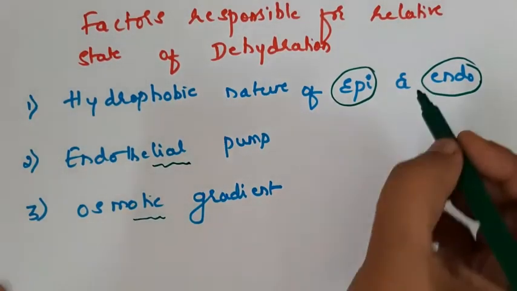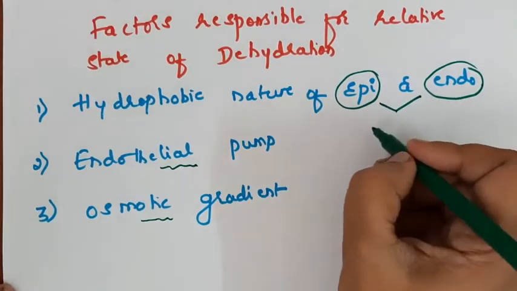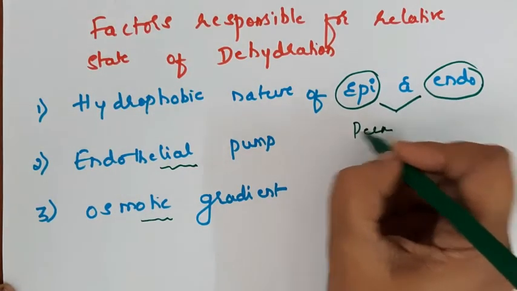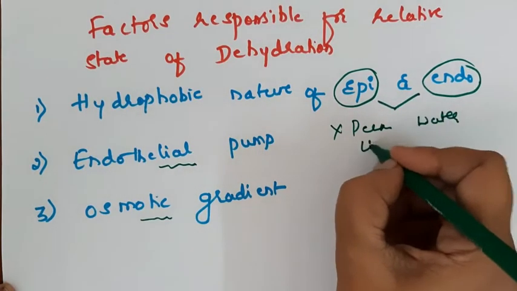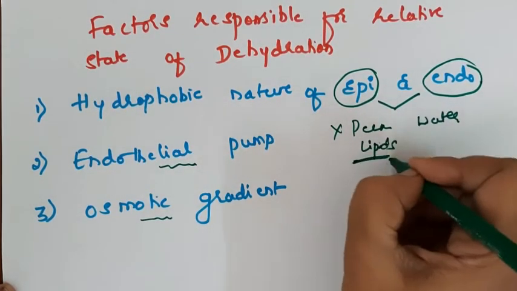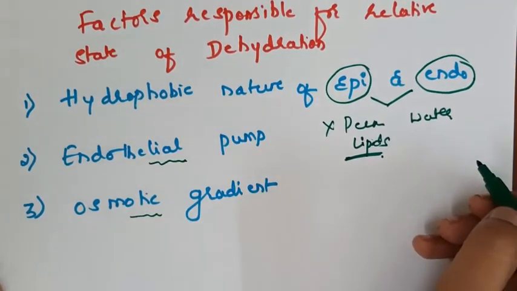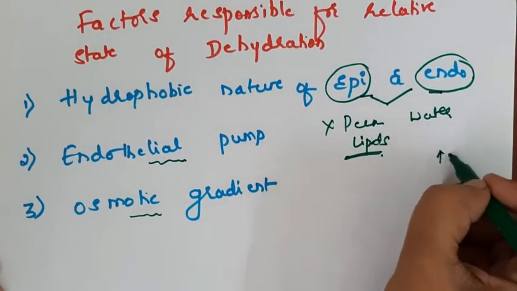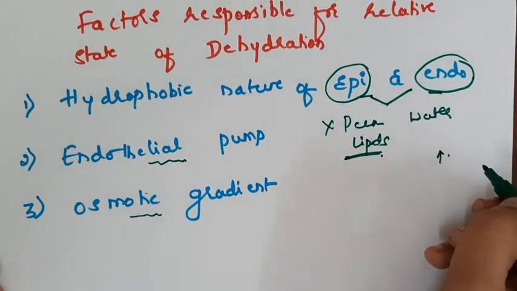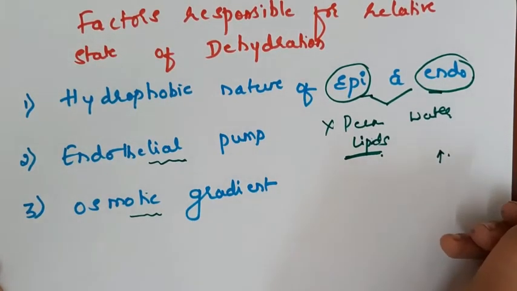Both the epithelium and endothelium are hydrophobic, meaning they are not permeable to water. But they are permeable to lipids. So this keeps the cornea relatively dehydrated. Whenever there is a breach in the epithelium or the endothelium, fluid will enter the stroma, leading to hydration of the cornea and corneal haze.